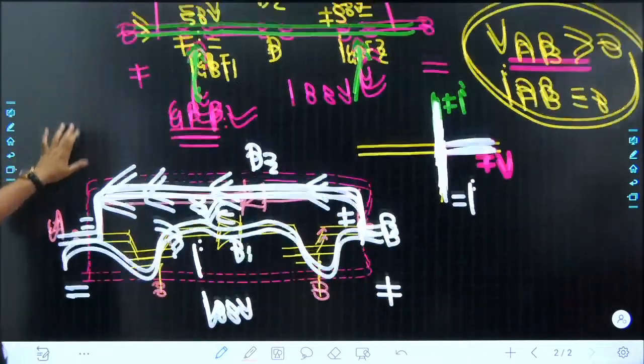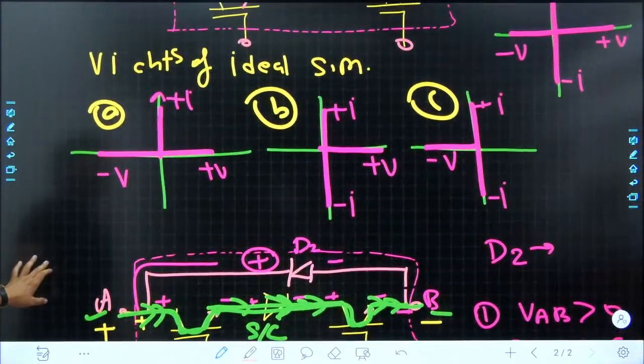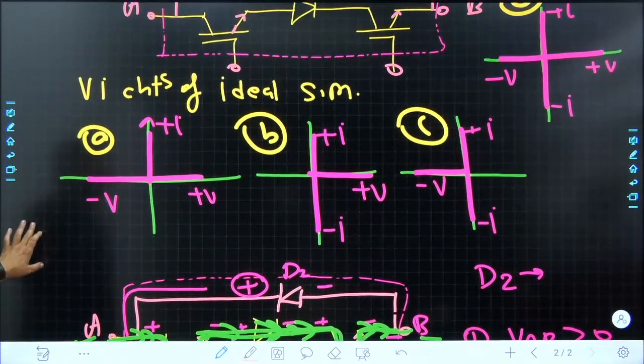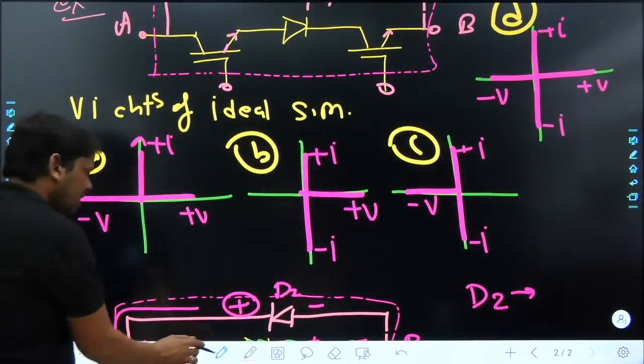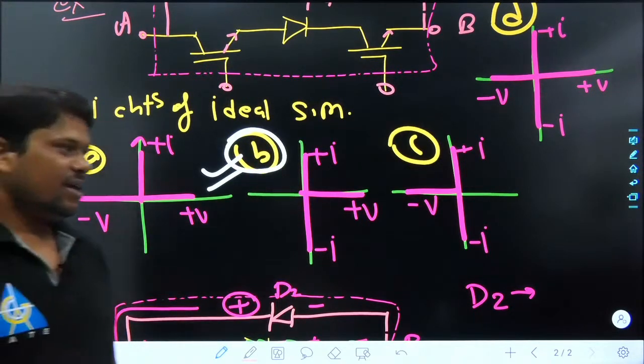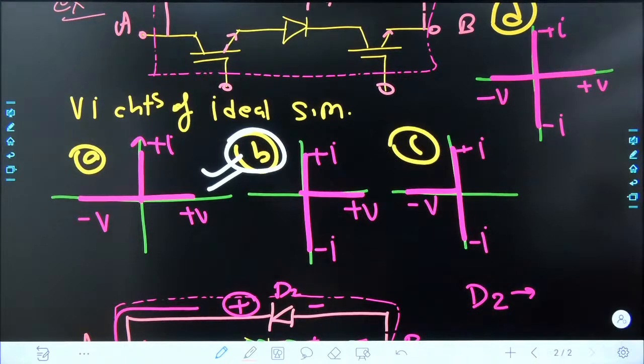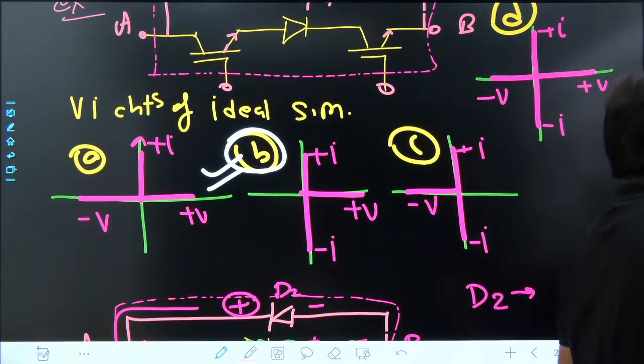Now, according to this analysis, which option will be correct out of the given? See properly. The correct answer is option B. Now can you tell me whether you are capable of understanding or not? Yes, tell me fast.